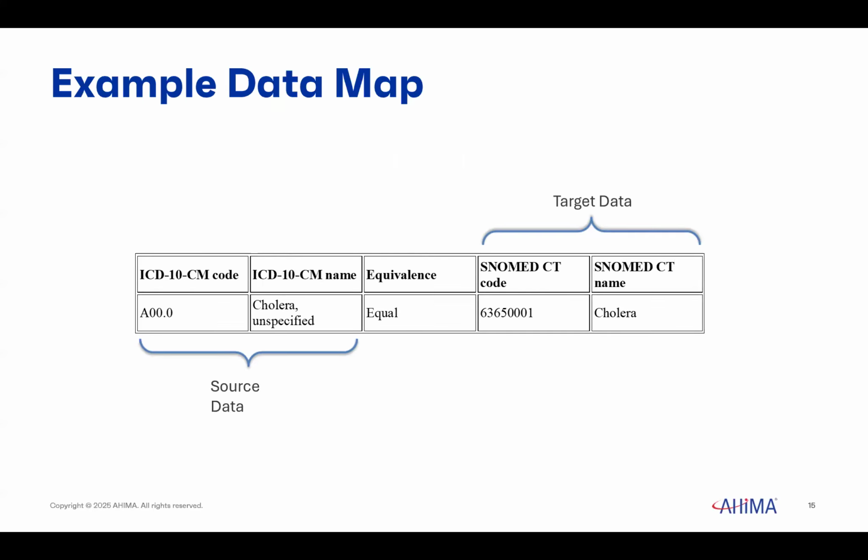So here's a great visual example using cholera. The ICD-10 code here is the source data. So we have A00.00, unspecified cholera. And then we want to look at the target data and find something that's equivalent in SNOMED CT. So in SNOMED CT, the code is going to be 636-50001.